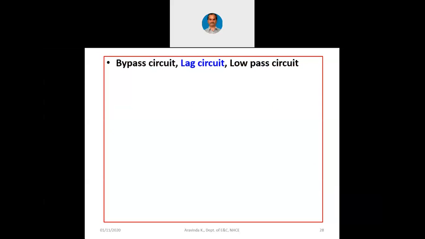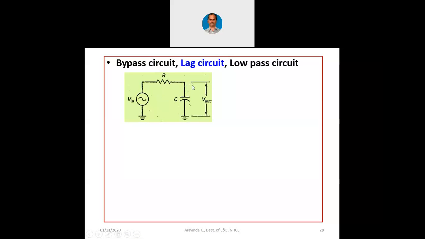Now let us discuss more about the feedback circuit itself. I had shown you this circuit earlier also. I am going to show you once again. We call it a bypass circuit, or low pass circuit, or a lag circuit. You can see this RC circuit. Now the capacitor will charge through R, and again the capacitor will discharge through R if there is no load connected here.